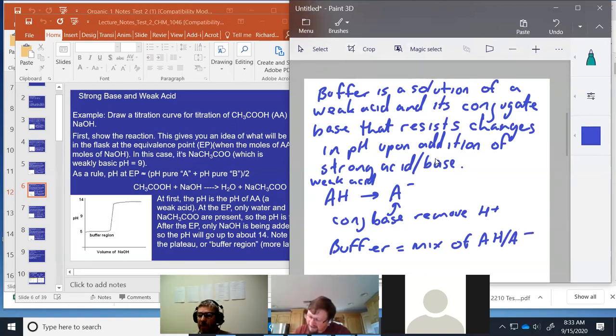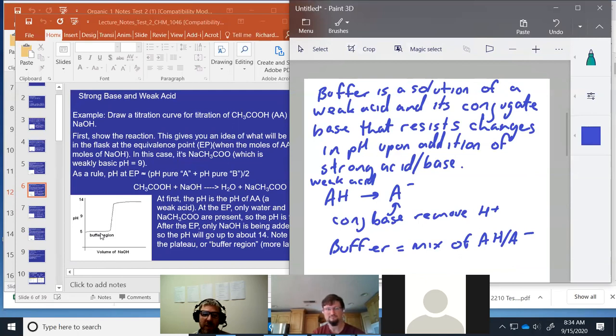All right, let's talk about the other part of this, that it resists changes in pH upon addition of strong acid or strong base. Well, look at the titration curve here. We're adding a strong base, volume of NaOH here. What's happening to the pH? Well, it's flat. It's plateauing. What does that mean? It means it's not changing much. So that's what this buffer region is. As we're adding this strong base, we're not seeing much of a change in pH. It's flat. That's what I mean by resist changes in pH. It plateaus.